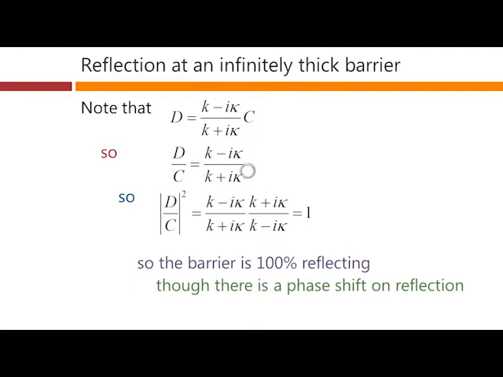This is not a real number. This is a complex number here, and this is a complex number here. That means the wave is reflected with a phase that is not 0 or pi. And this effect has no classical analog.